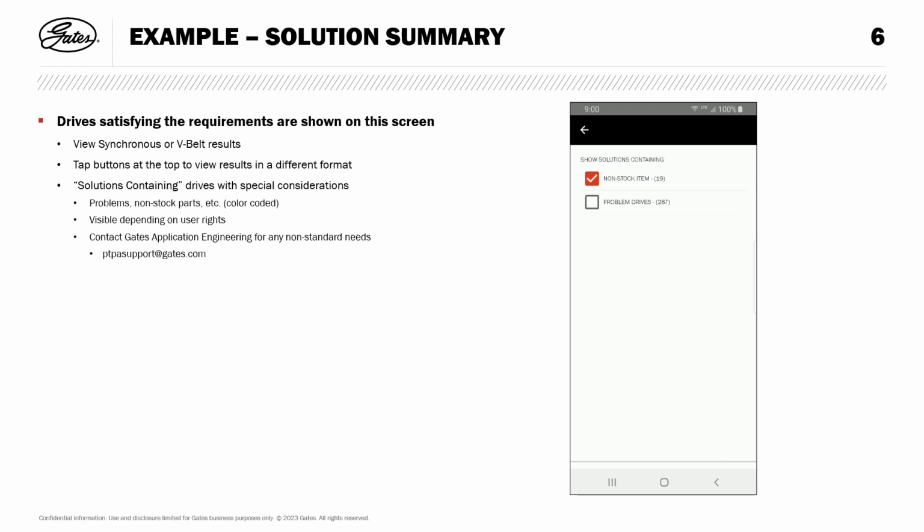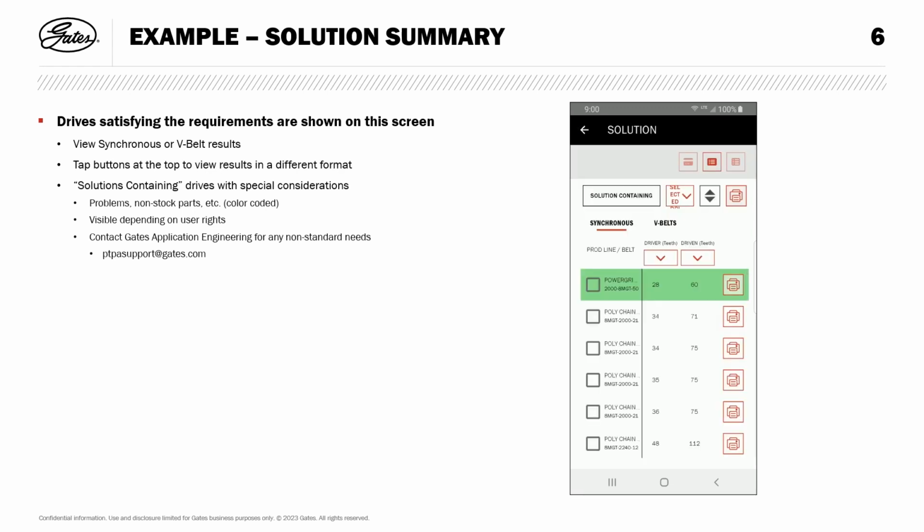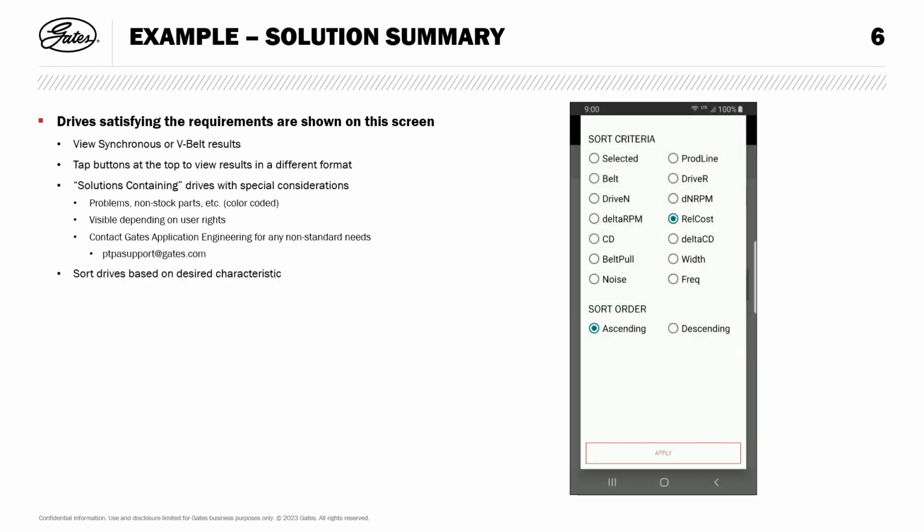Results will show up in colored highlight on the solution list. These will be visible depending on your user rights level. Please contact Gates Application Engineering, email address in this video's description, if you have any questions about these non-standard drives. Tap the Arrows button to sort drives on numerous factors like product line, width, difference from desired RPM, etc. In this case, it's already sorted based on lowest cost, so I will leave this alone.